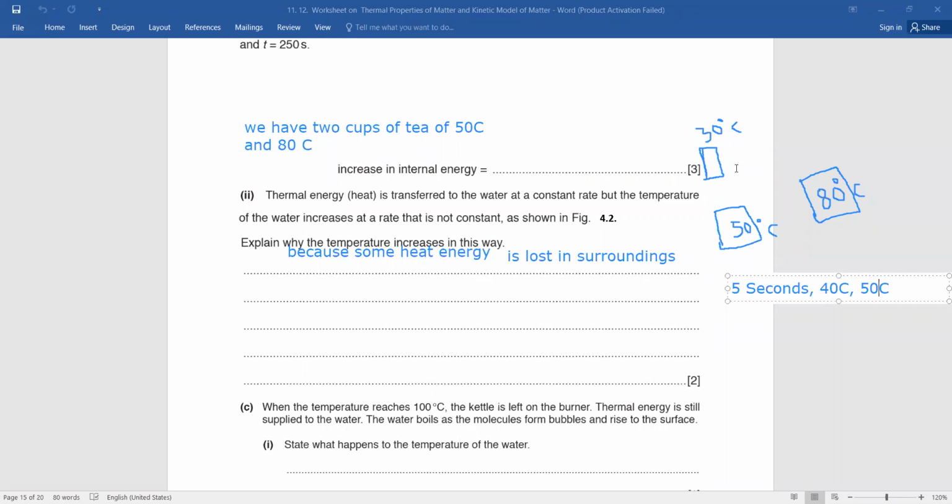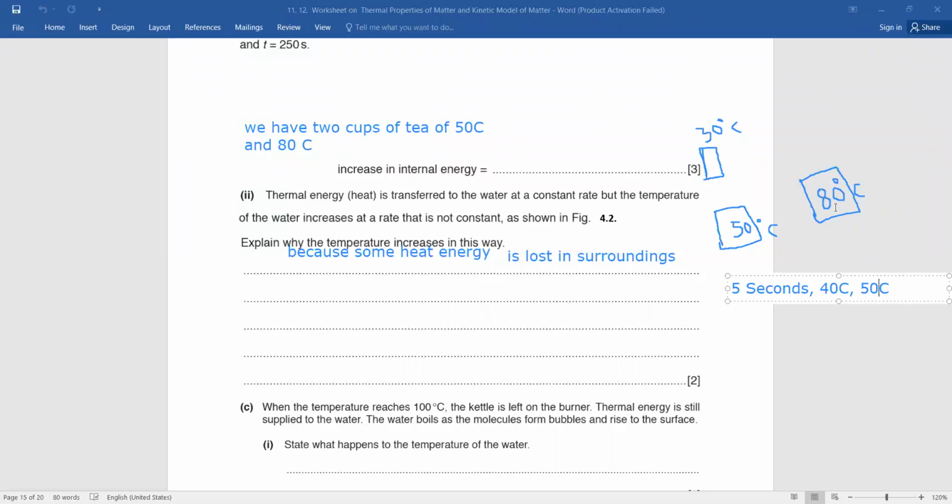You see the room temperature is 30 degrees Celsius, right? And you have two cups of tea, one at 50 degrees and another at 80 degrees Celsius. So it is the property of hot objects that the one having more temperature is losing heat faster.